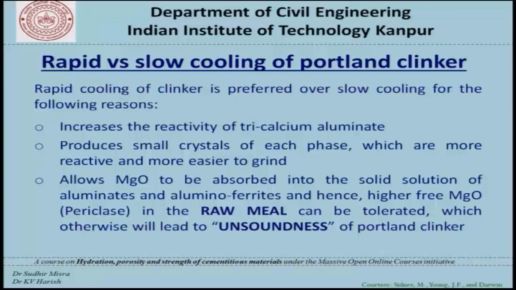Some of the advantages of rapid cooling over slow cooling are discussed. Rapid cooling increases the reactivity of tricalcium aluminate. Rapid cooling produces small crystals of each phase, which are more reactive and easier to grind. It also allows magnesium oxide to be absorbed into the solid solution of aluminates and aluminoferrites, and hence higher free magnesium oxide in the raw meal can be tolerated, which otherwise will lead to unsoundness of Portland cement. What unsoundness is, is discussed in the next slide.